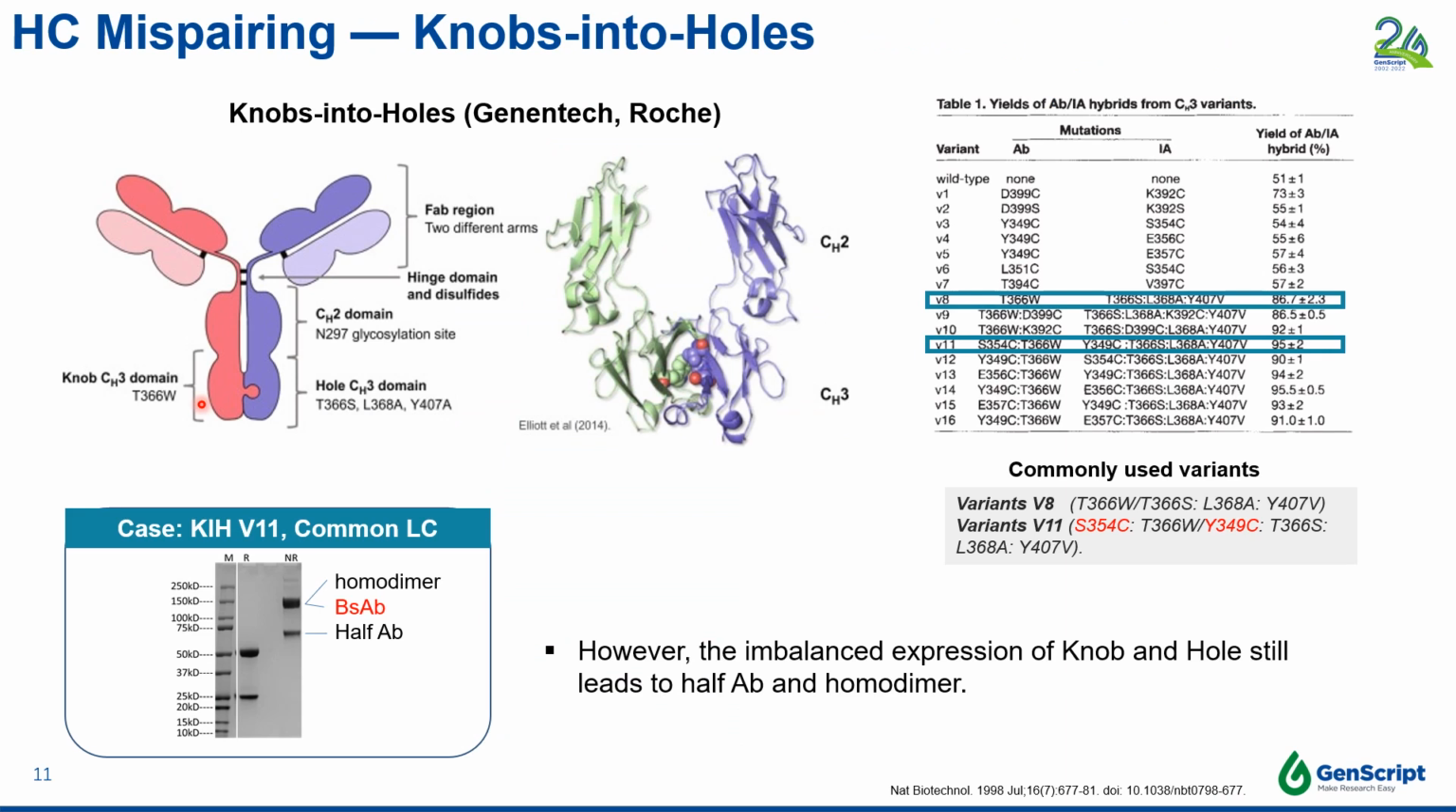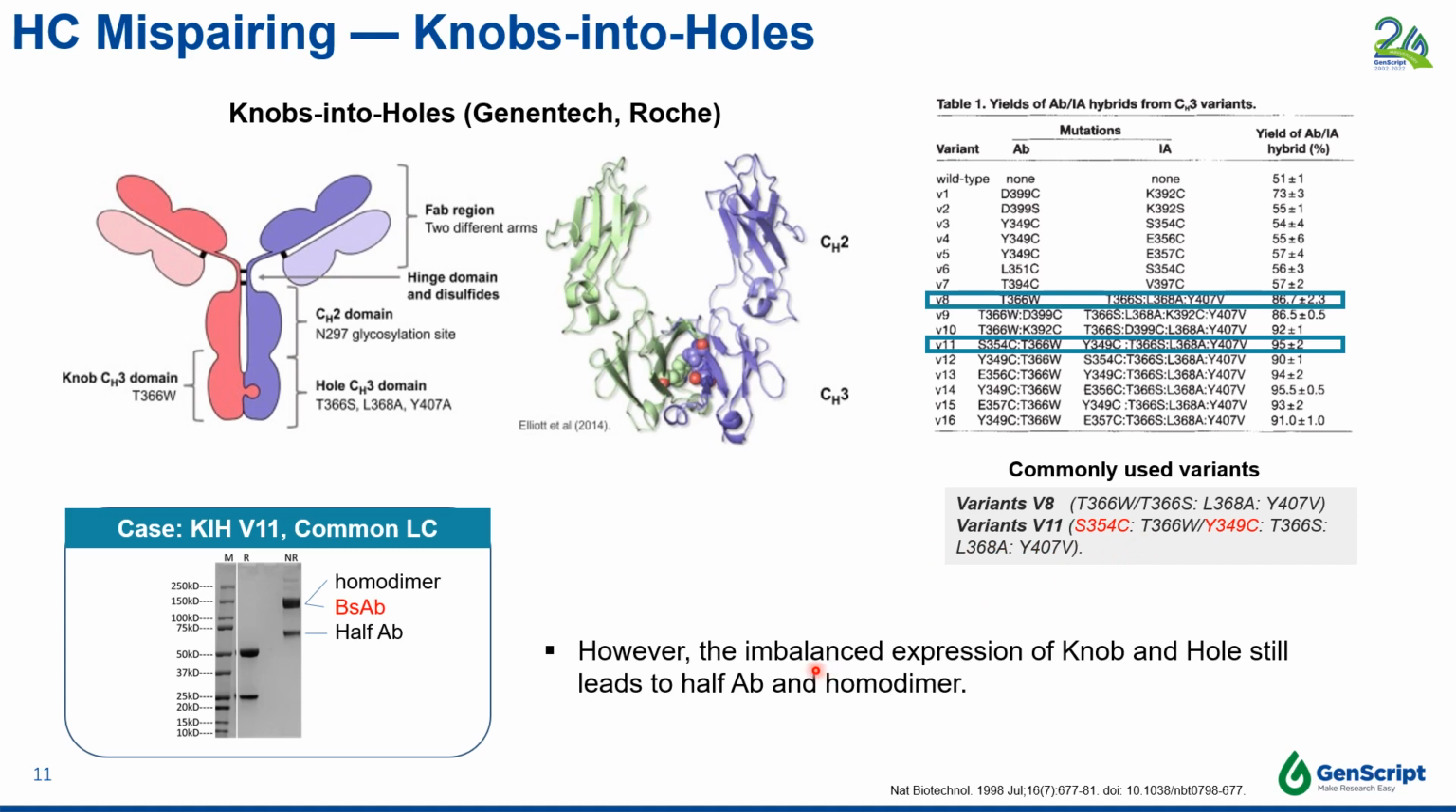Knob-in-hole involves engineering CH3 domains to create either a hole or a knob in each heavy chain to promote Fc heterodimerization. The commonly used variants are V8 and V11. The difference is that V11 has an additional disulfide bond, both of which are highly effective at promoting heterodimerization.